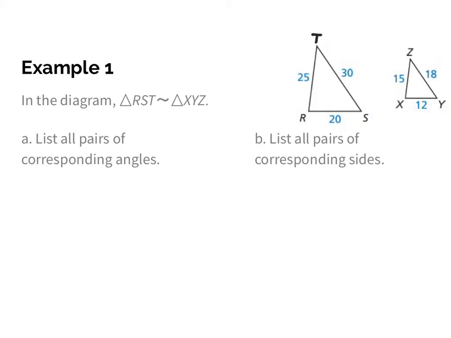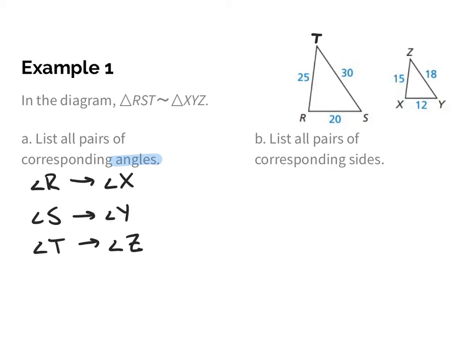So again, looking at the angles, we're going to look at the individual letters, okay? So the letters, we have R, S, and T, and X, Y, and Z. So based on this, here's what I know. I know angle R is my first letter of the first triangle. That's going to correspond to angle X, which is the first letter of my second triangle from that statement. I could say angle S is going to correspond to angle Y, which are the two middle letters. And then lastly, angle T is going to correspond to angle Z, which are the last letters.